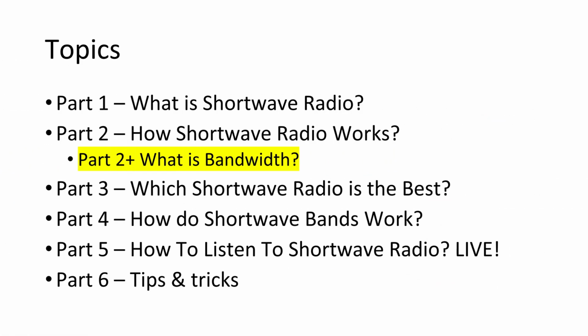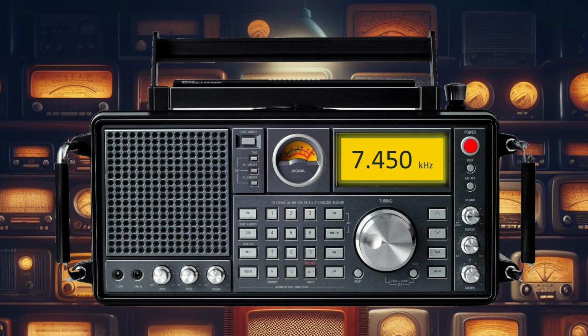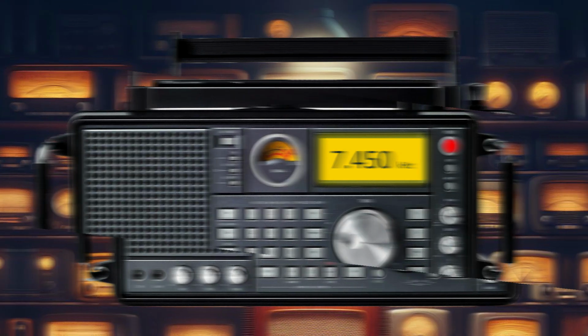This video is an extension of the second part, on the basic theory of shortwave listening. This time, we are talking about bandwidth. What is this? Why is it relevant for you? Let's start. You are sitting in your Radio Shack, listening to a shortwave channel on 7450 kHz. But what does it mean, actually? Is your receiver only receiving signal from 7450 kHz? Well, not exactly. Let's see how it actually works.